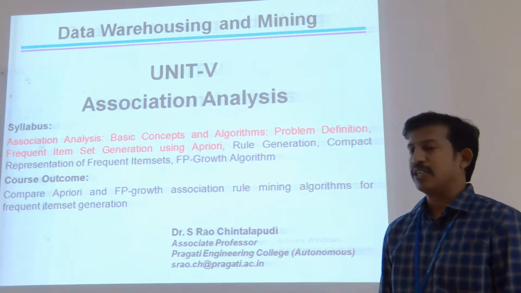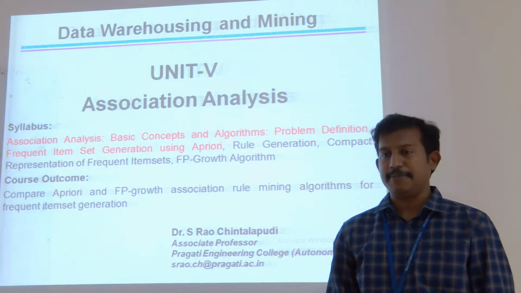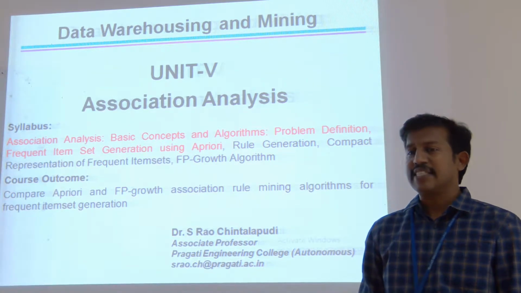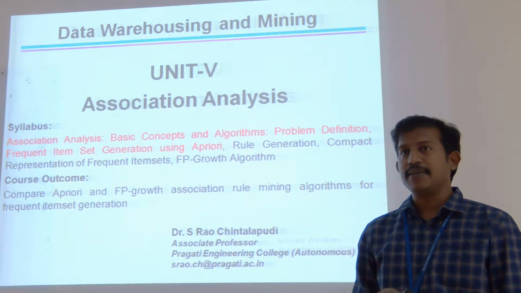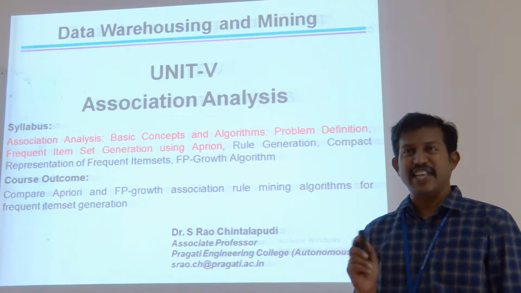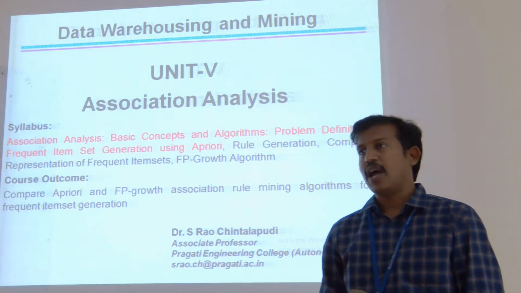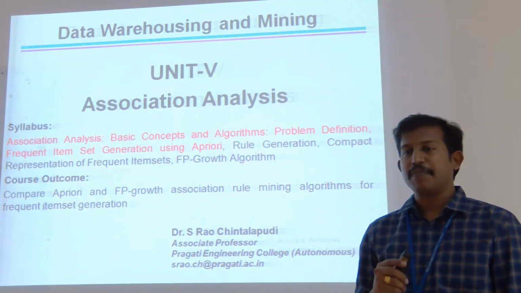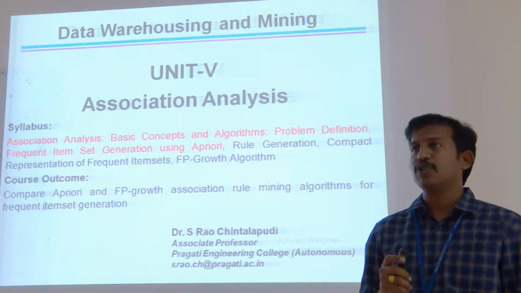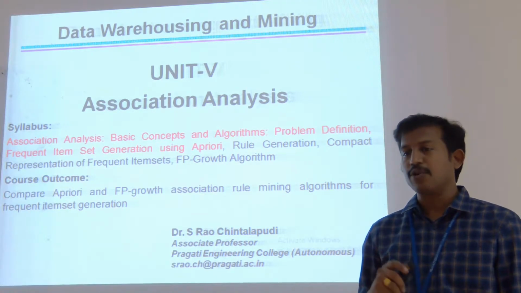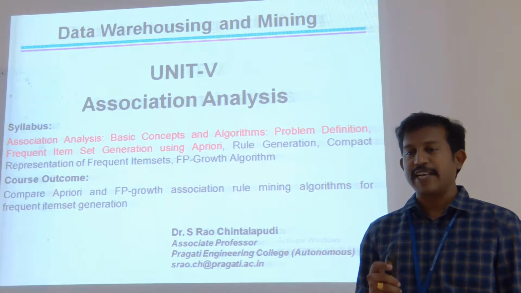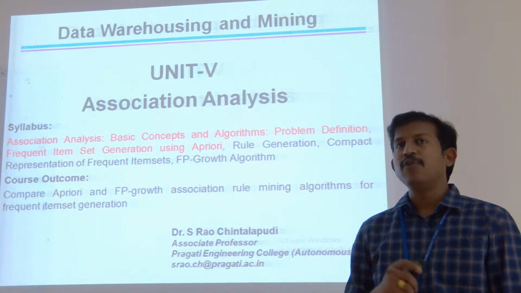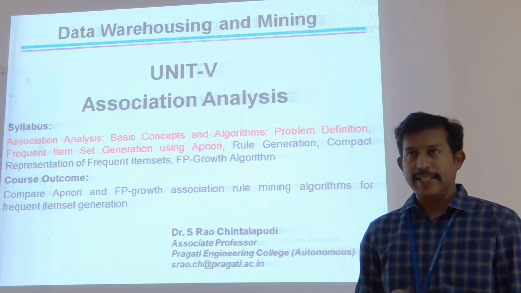Today we are going to discuss association analysis. As per the R16 syllabus, we are going to discuss association analysis, its basic concepts and terminology, algorithms, the problem statement, frequent item set generation using the Apriori algorithm, rule generation, and compact representation of frequent item sets. Finally, we will discuss the FP growth algorithm.